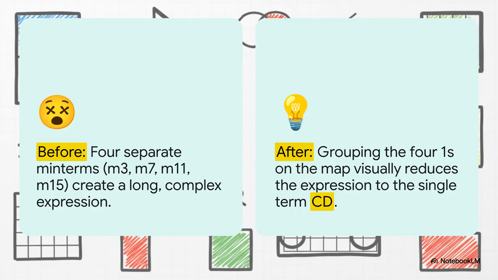And boom, this right here is the aha moment. This shows the real power. On the left, you've got these 4 different terms, which, when you add them all up, give you that long, ugly equation we started with. But look what happens when we spot that vertical group of 4 ones.